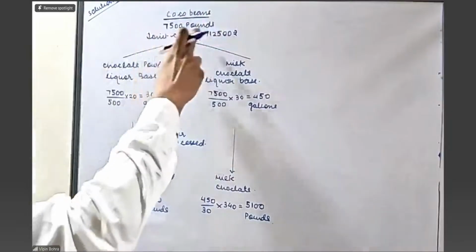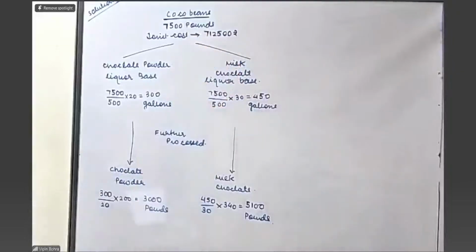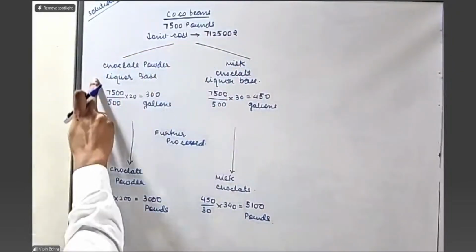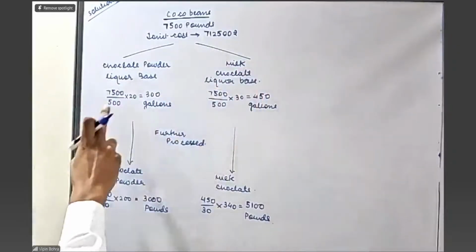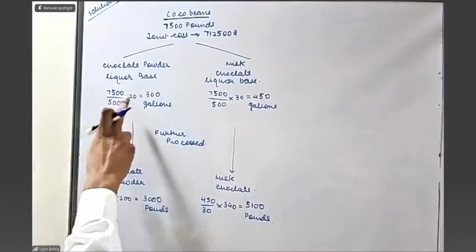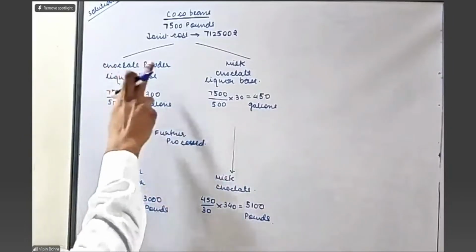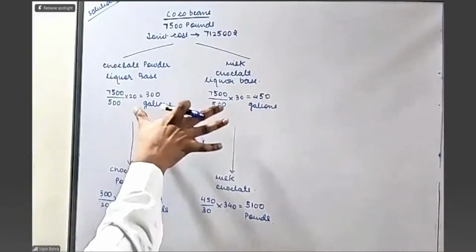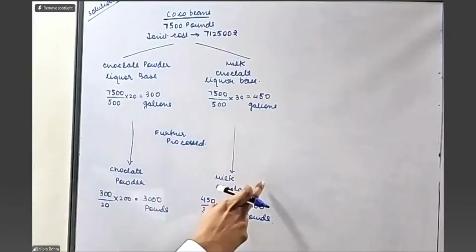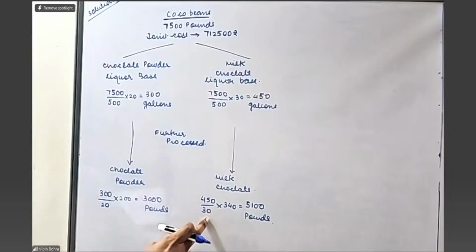So here 7,500 pounds were procured from the market, and the total joint cost after processing is 7,12,500. Two intermediate products emerge: chocolate powder liquor base and milk chocolate liquor base. The output of intermediate products is 300 gallons and 450 gallons, because for every 500 pounds we get 20 gallons and 30 gallons. These two intermediate products are further processed into chocolate powder and milk chocolate. For chocolate powder we get 200 pounds per 20 gallons, and for milk chocolate liquor base we get 340 pounds per 30 gallons. So we have got the output.